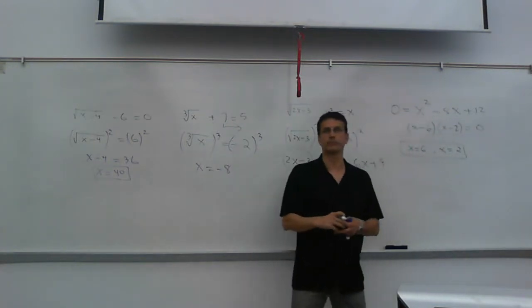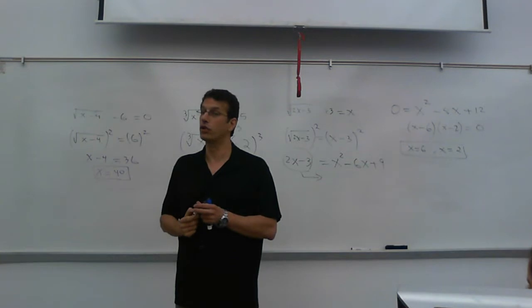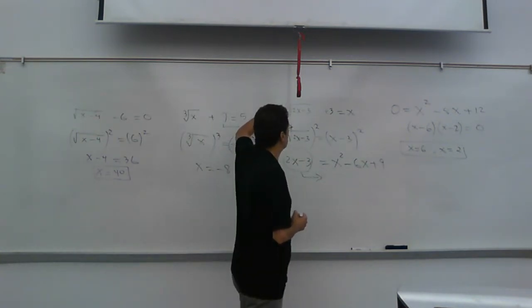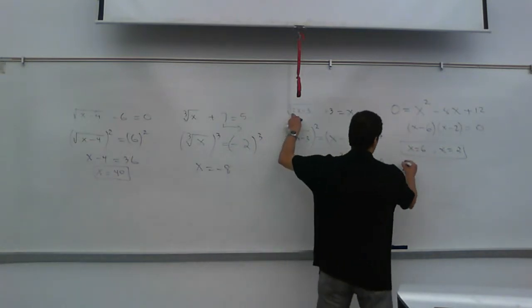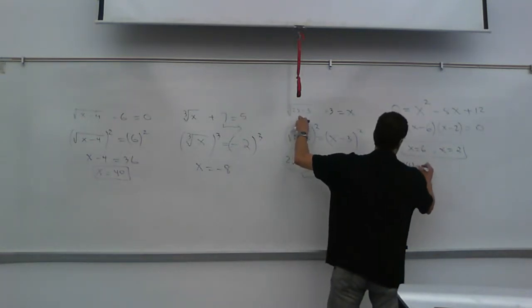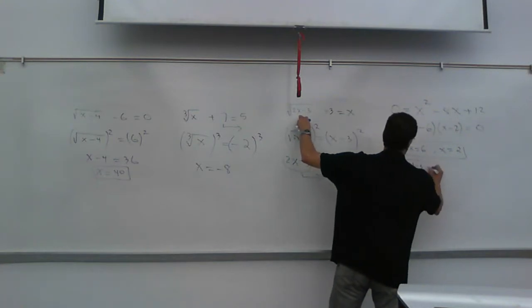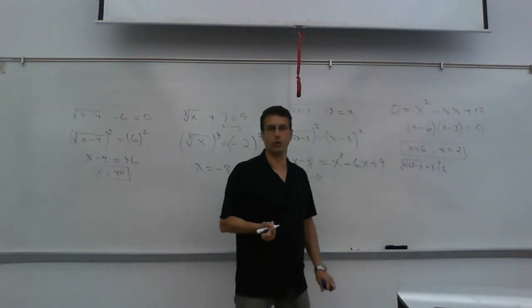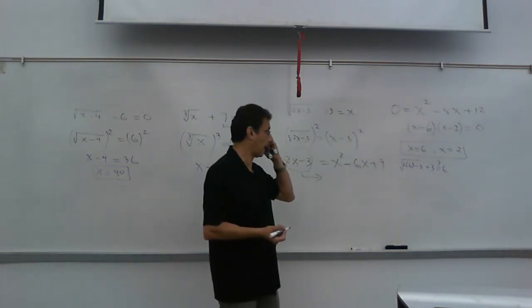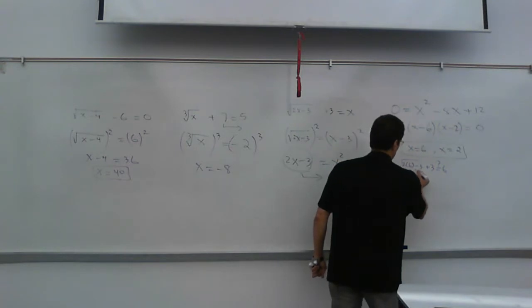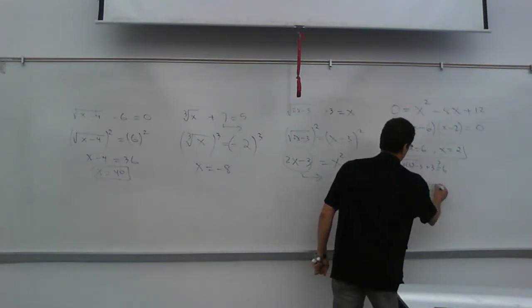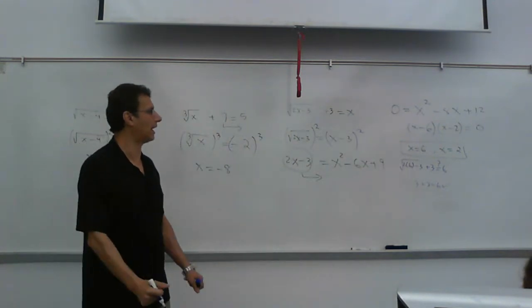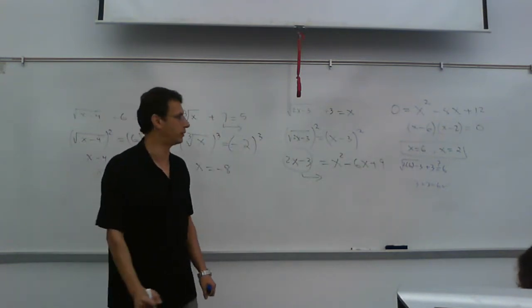Are we done? No. Let's check. How do we check? Original equation. Always, whatever was given. Here's the original equation. So 2x minus 3 plus 3, is it equal to 6? That's the question we don't know, right? So what is this? 12 minus 3, square root of 9 is 3, and that adds up. So we're done with the first piece.